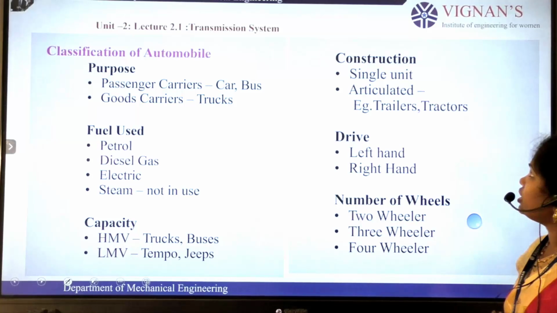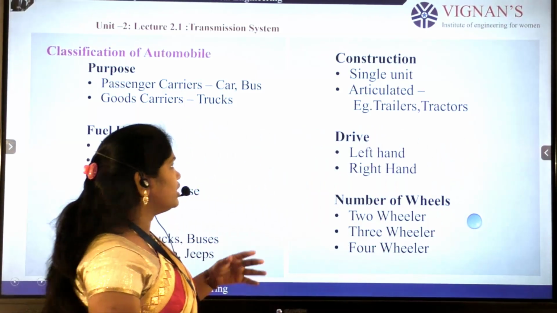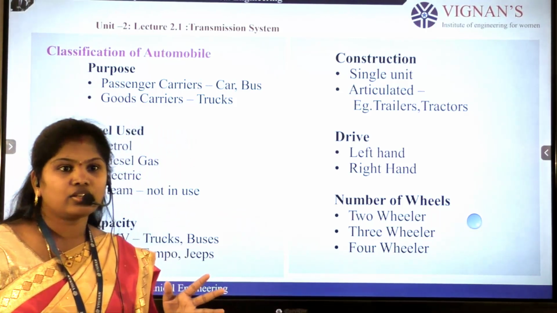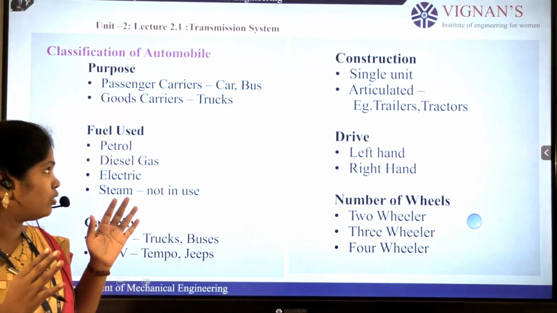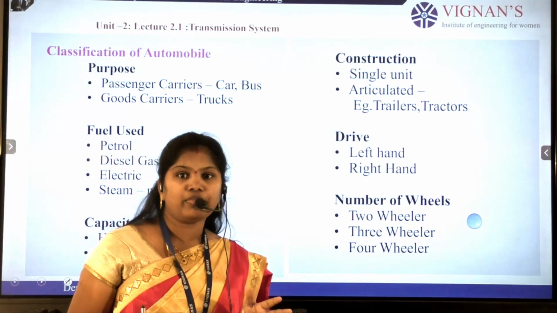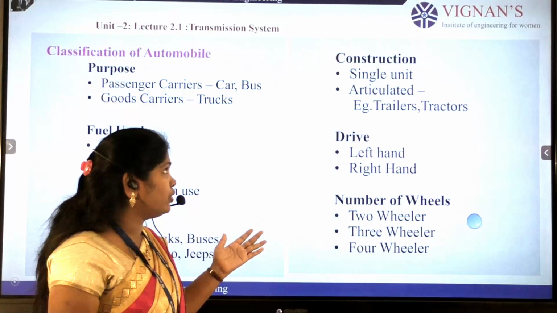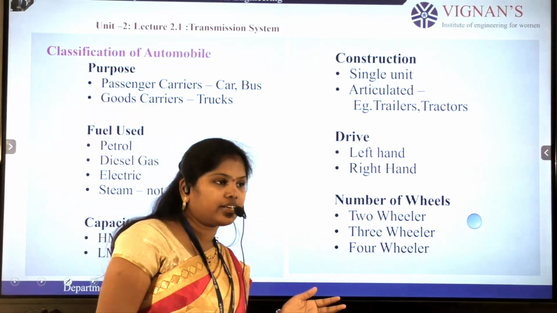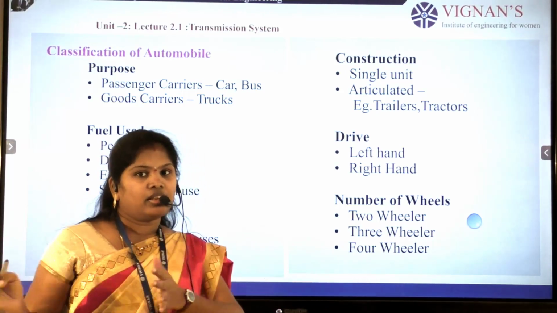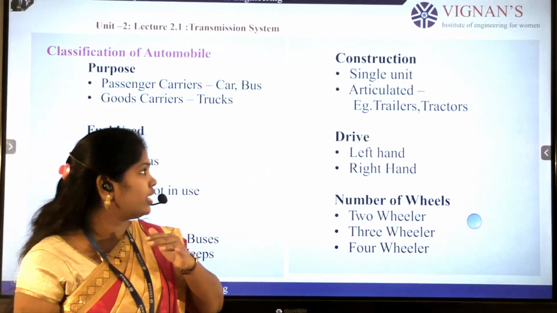Next, based on the construction, we have two types: single unit and articulated unit. Single unit means a complete vehicle including the driver cabin as well as the passengers cabin on the same chassis. This is called a single unit. Let us take the articulated unit. The example for the articulated unit is tractors. For tractors, the driver's cabin is separate from the passengers or goods cabin. That is the example for an articulated vehicle.